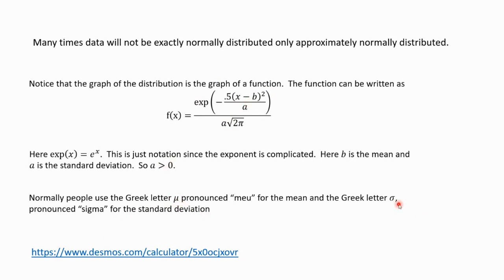Just notation. And this Greek letter here looks like a 0, but it has a little tail on top. This is actually sigma. Sigma is the notation people use for the standard deviation. It's just notation people generally use. So instead of B and A, people generally would have mu and sigma instead.